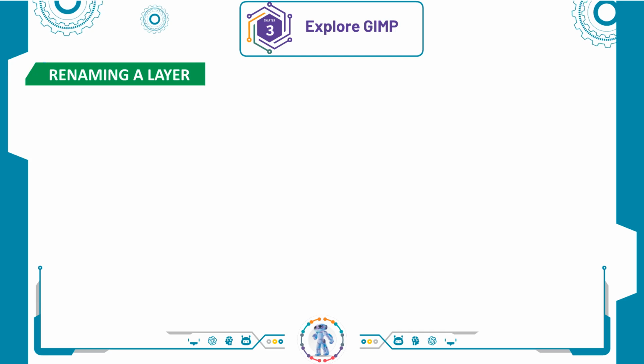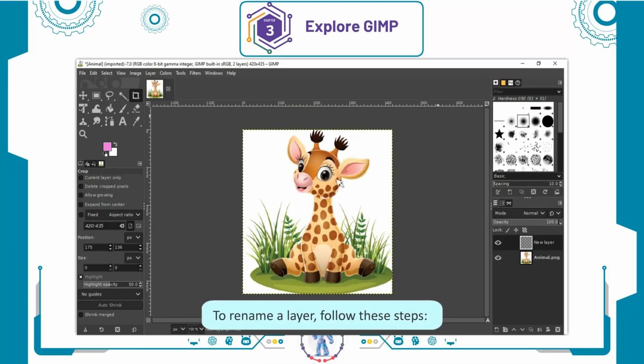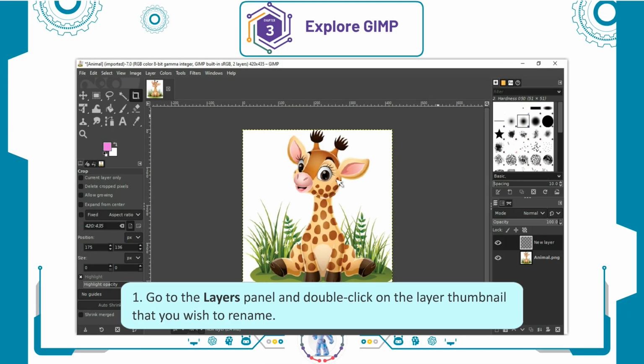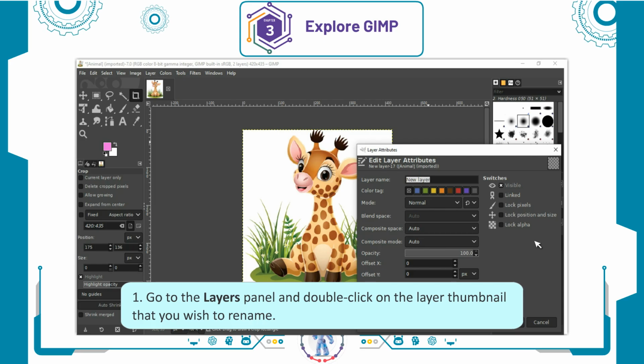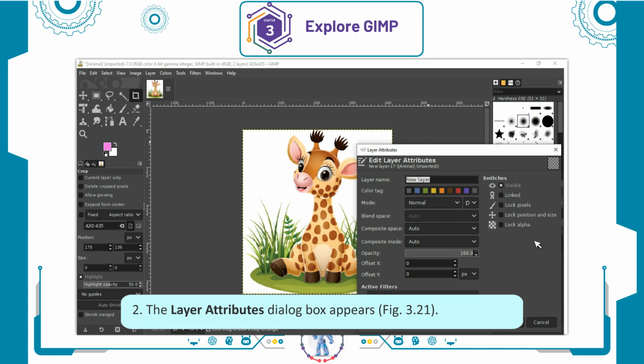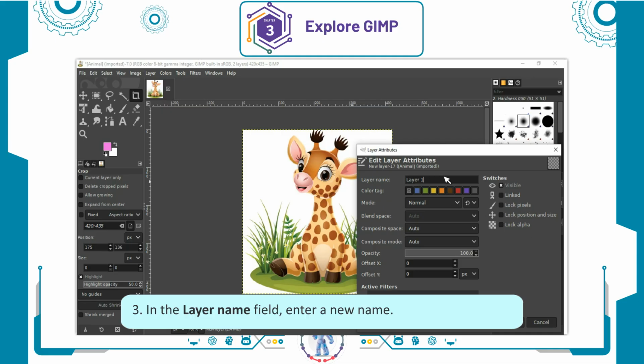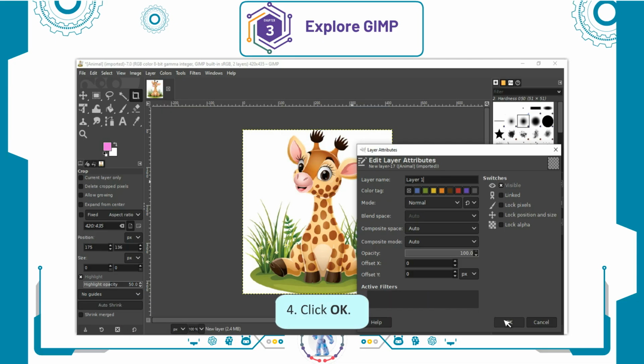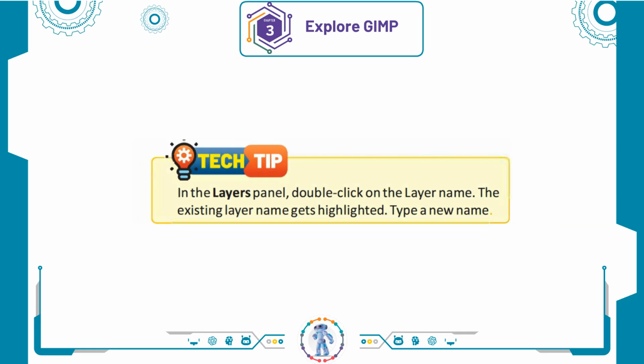Renaming a layer. To rename a layer, follow these steps. 1. Go to the Layers panel and double-click on the layer thumbnail that you wish to rename. 2. The Layer Attributes dialog box appears, Fig 3.21. 3. In the Layer Name field, enter a new name. 4. Click OK. Tech tip. In the Layers panel, double-click on the layer name. The existing layer name gets highlighted. Type a new name.